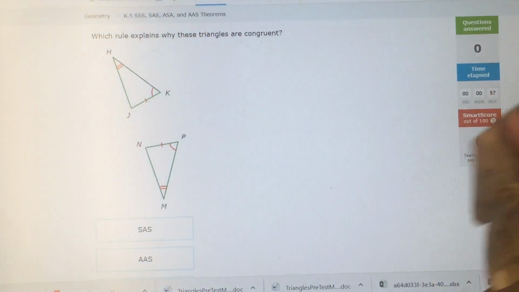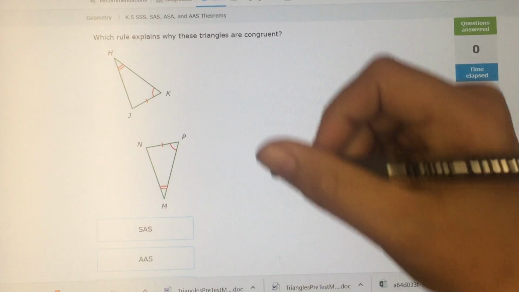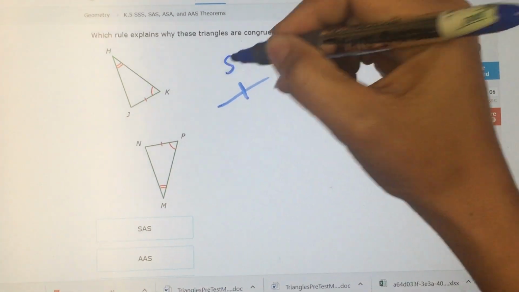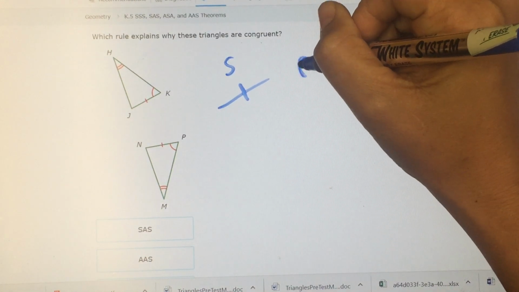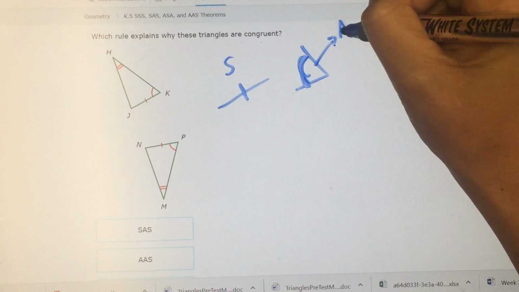So the key thing is first, let's start with a couple of definitions. Number one, if you see a line and a tick mark, that represents a side. If you see an arc, that represents an angle.